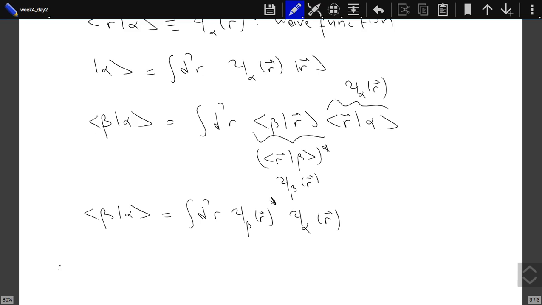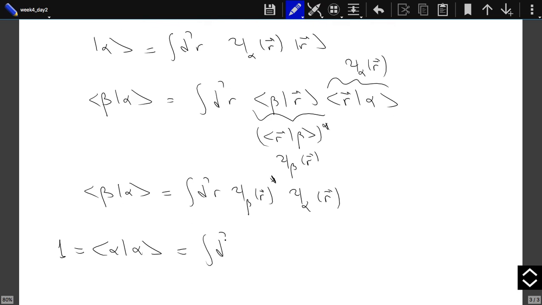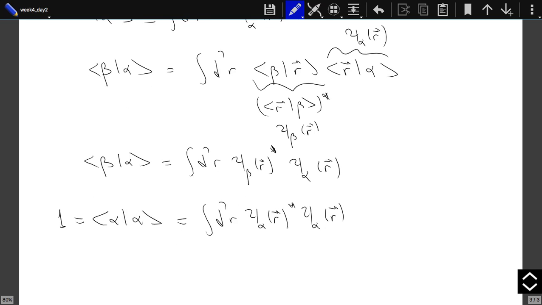Let's look at the normalization. 1 should be equal to <alpha|alpha>. If you look at the above line, just take beta to be the same as alpha. Or 1 should be equal to the integral d cubed r of the absolute value squared of psi alpha of r.